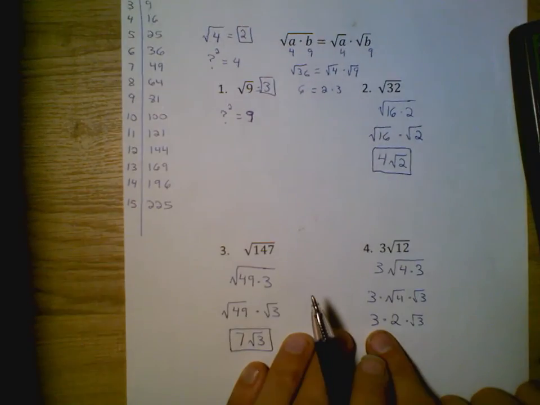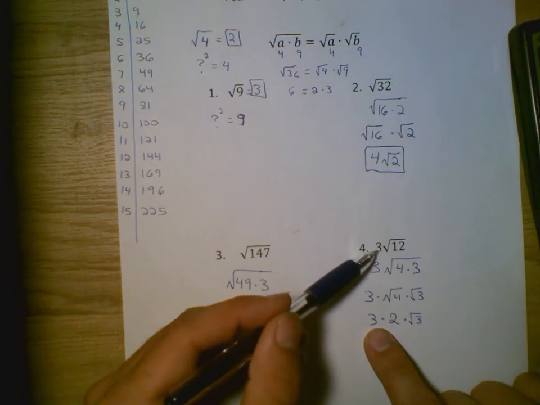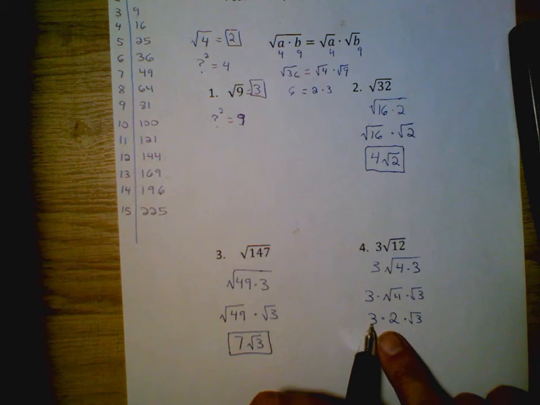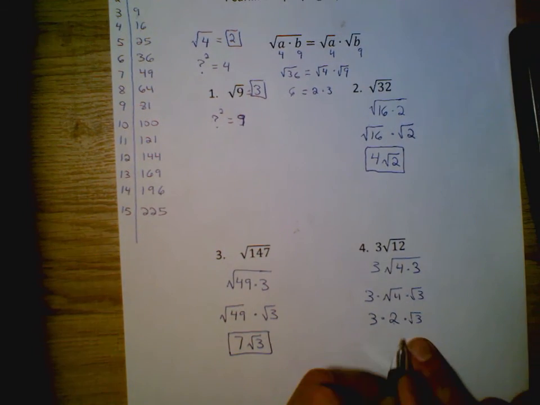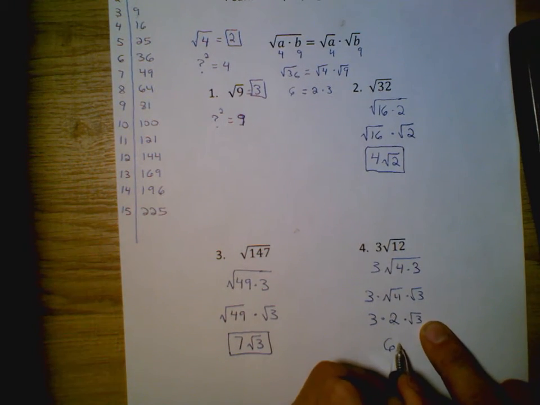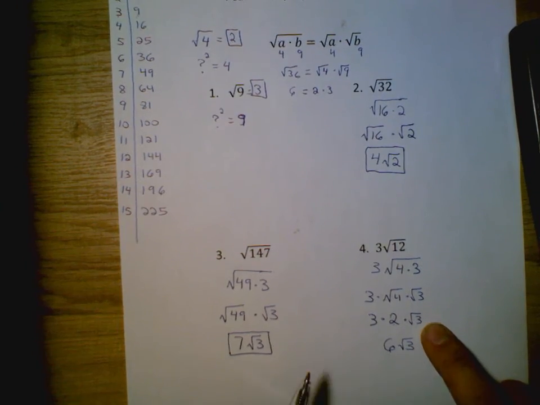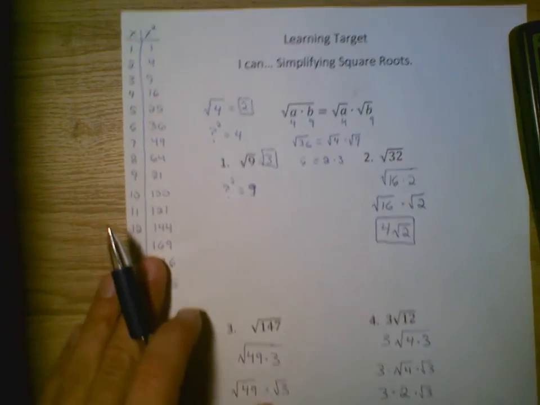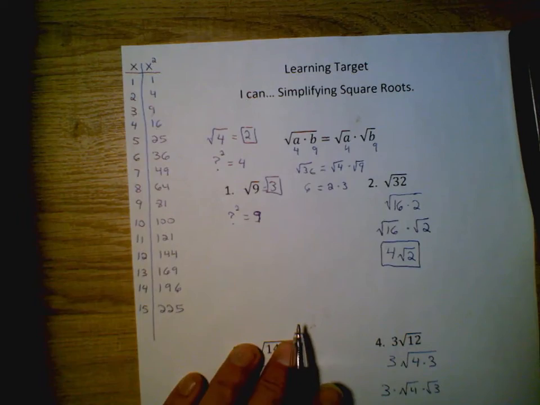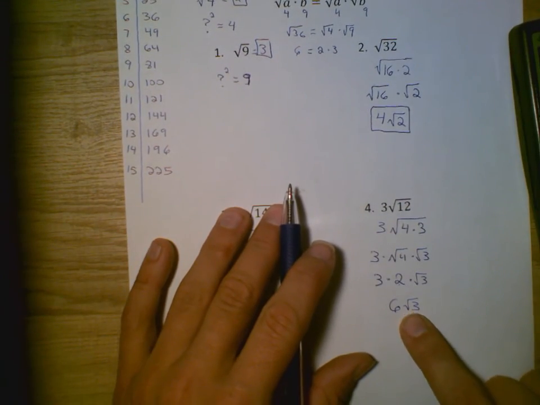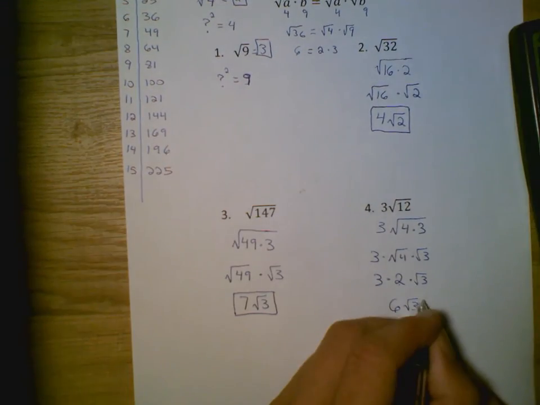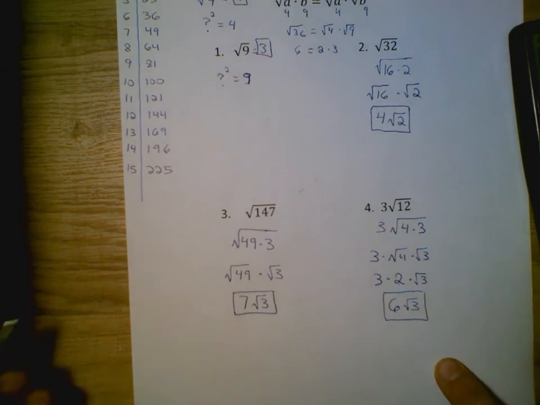And then this is where the 3 actually impacts the problem, right? So far, it's just kind of been trailing along. But if I take 3 times 2, that gives me 6 times the square root of 3. Notice that 3 is not a perfect square. It's actually a prime number, and we can't break it down any further. So this is the most simplified form.